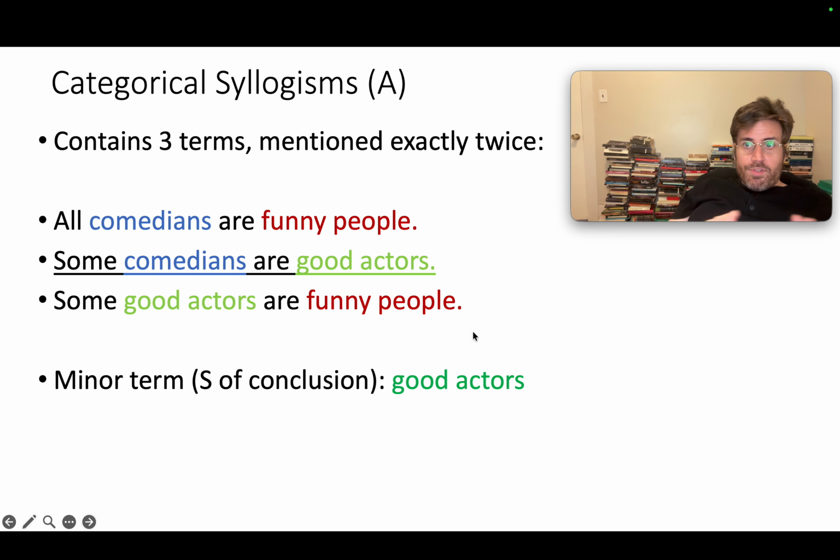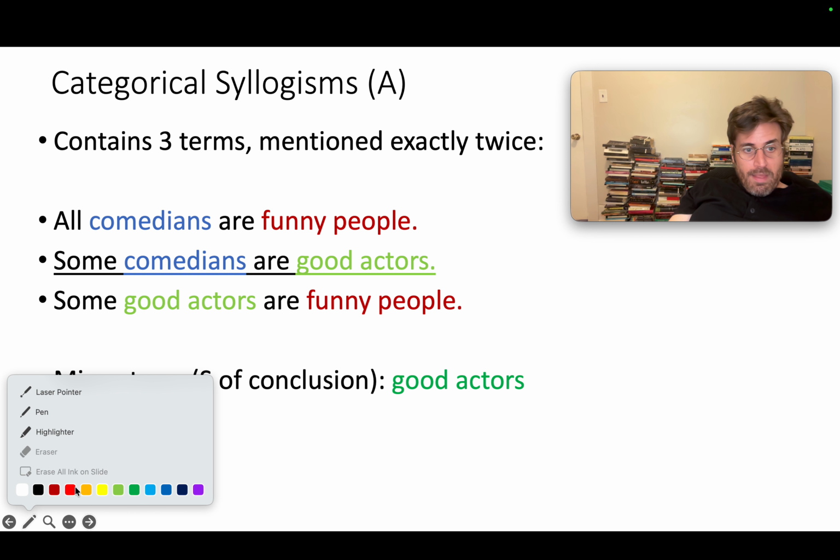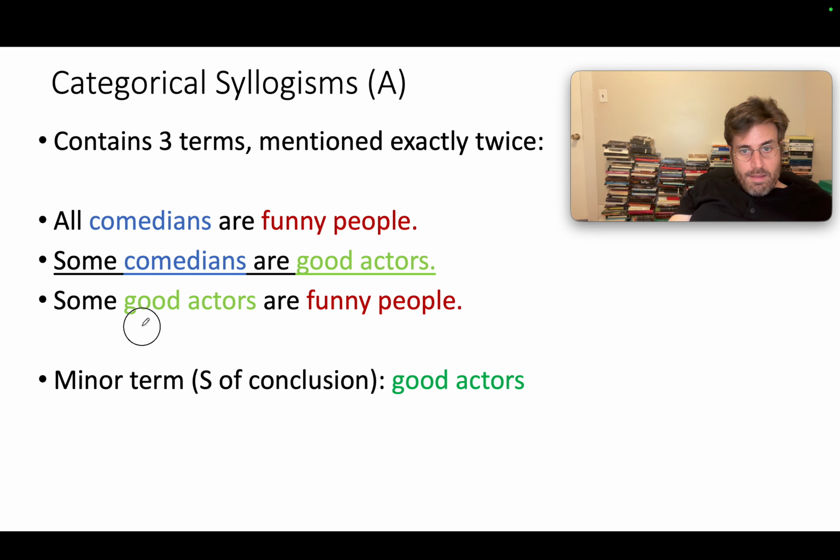Now we have names to designate each position of the class term in the categorical syllogism. The minor term is always going to be the subject of the conclusion. The minor term to repeat is the subject of the conclusion in every categorical syllogism. So note that in this particular instance, good actors is the minor term. It is appearing as the subject of the conclusion.